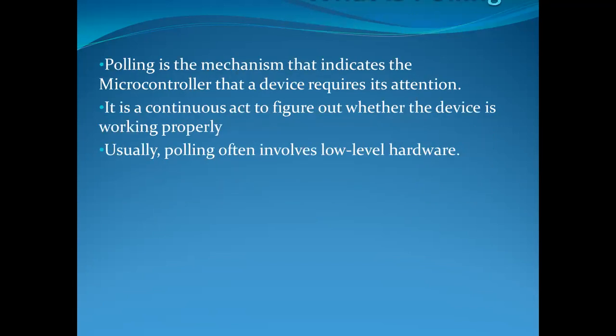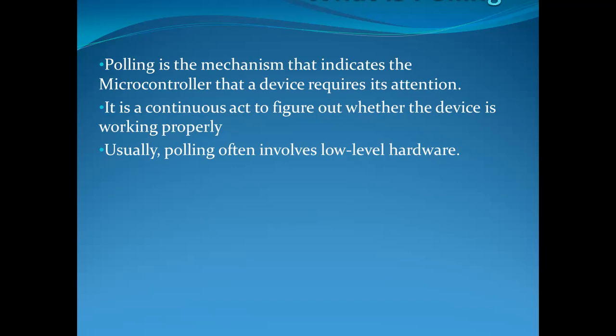This is an interrupt, and polling is a mechanism that indicates to the microcontroller or processor that a device requires its attention. In contrast to the interrupt, polling is a mechanism that indicates to the microcontroller or processor that a device needs its attention. An interrupt is a request made by a certain device that it needs the processor's attention, whereas polling is a continuous act to figure out whether a device is working properly.